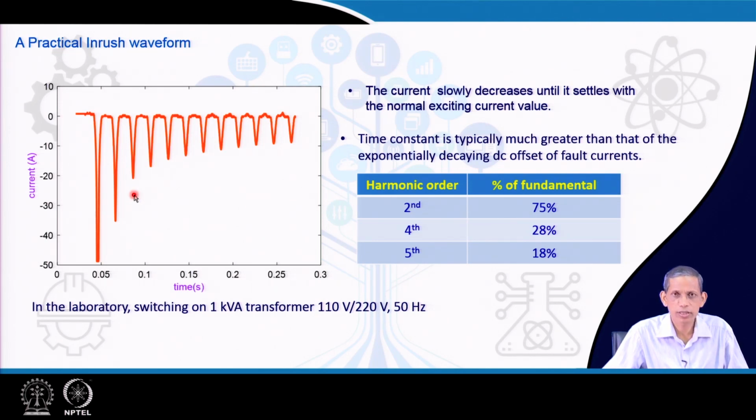The FFT analysis of this current in the oscilloscope reveals that it has different harmonic components, including DC and also subharmonic, and some of the harmonic components, second, fourth and fifth, are pretty high as compared to the fundamental, and that we see from this table.